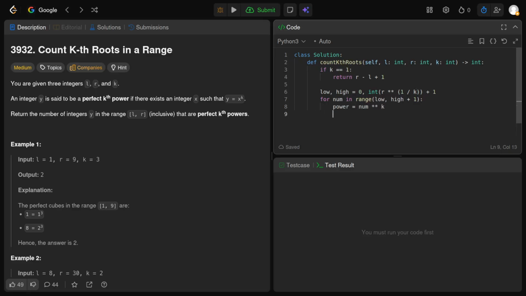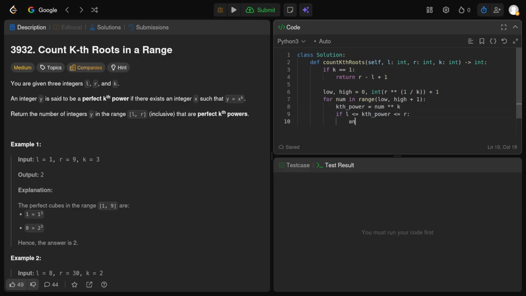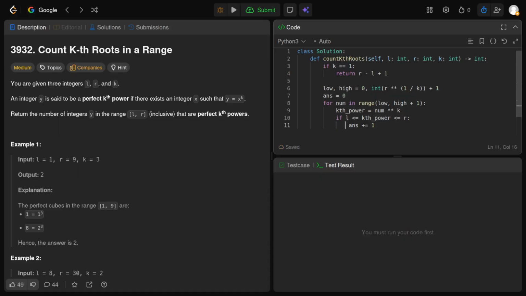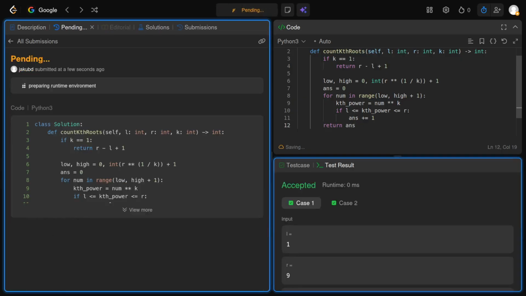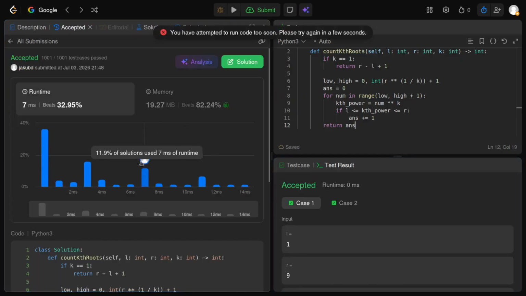so power is this kth power, and then we check if it is within the range, then ans plus equals 1, and we need to have an answer. Then we run it and it should pass. I already submitted, first try.